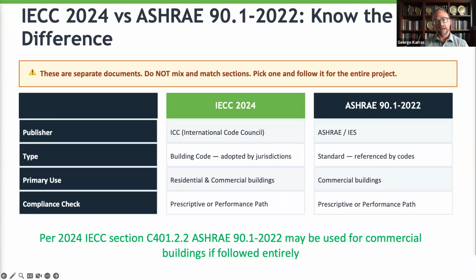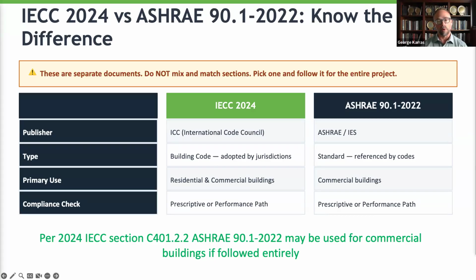So, differences between the 2024 IECC and ASHRAE 90.1. One thing to keep in mind when looking at the code is that you cannot simply mix and match. You're choosing one path of compliance. And why does ASHRAE keep coming up? Per 2024 IECC section C401.2.2, ASHRAE 90.1 2022 may be used for commercial buildings if followed entirely. That's a key component that we're going to discuss in this presentation. In subsequent slides, you're going to see IECC and ASHRAE flip in columns. Our recommendation, and you'll see that throughout this presentation, is to follow ASHRAE 90.1 2022 over IECC 2024. There are various nuances to that recommendation, and you'll see why within the presentation.